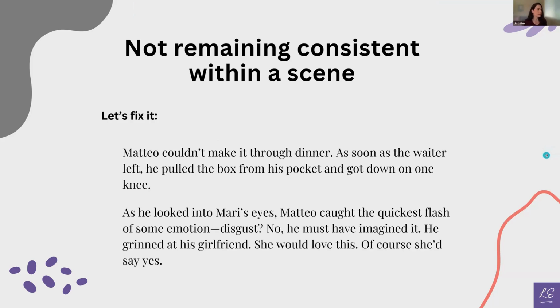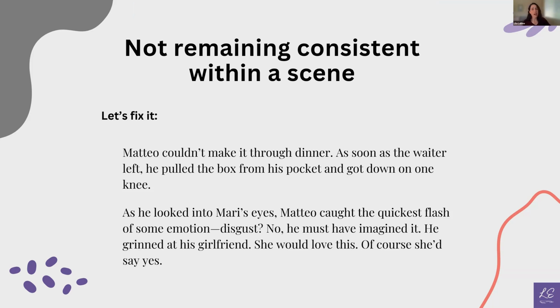So I fixed it here. Mateo couldn't make it through dinner. As soon as the waiter left, he pulled the box from his pocket and got down on one knee. As he looked into Mari's eyes, Mateo caught the quickest flash of some emotion. Disgust? No, he must have imagined it. He grinned at his girlfriend. She would love this. Of course she'd say yes.